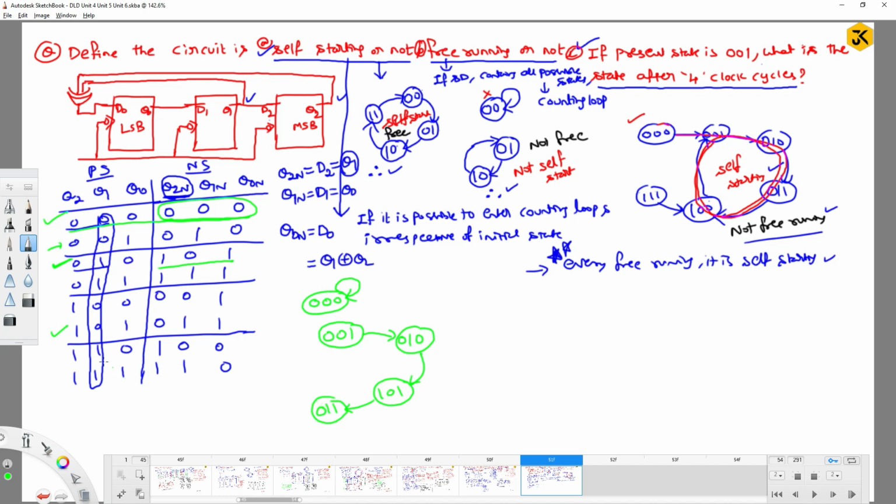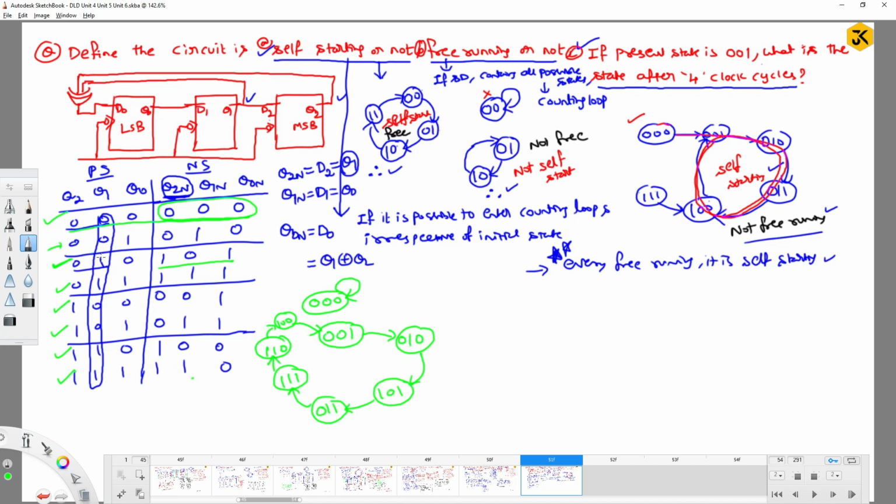If I am present at 0, 1, 1, next state will be 1, 1, 1. If I am present at 1, 1, 1, next state will be 1, 1, 0. Let me try to extend. If 1, 1, 0 is there, next state will be 1, 0, 0. If it is 1, 0, 0, next state will be 0, 0, 1.